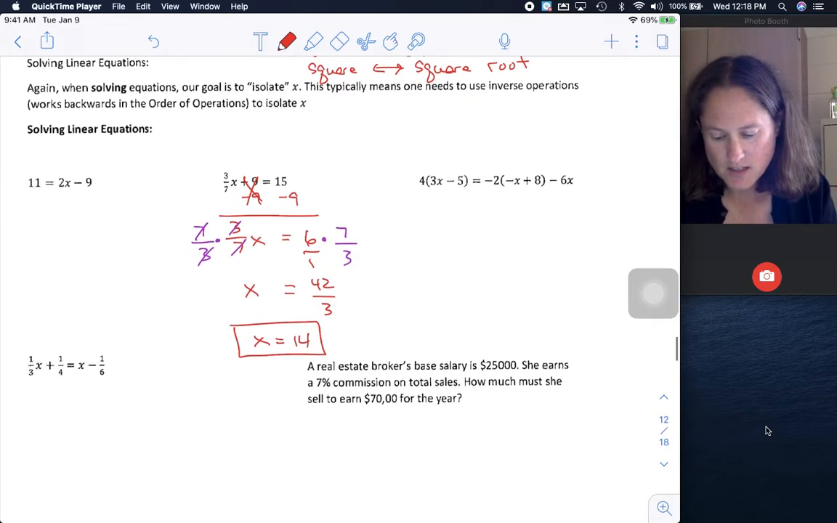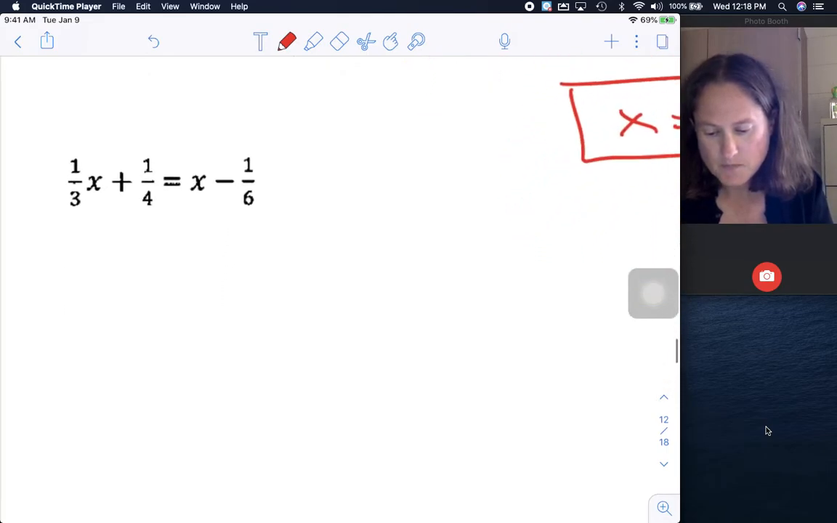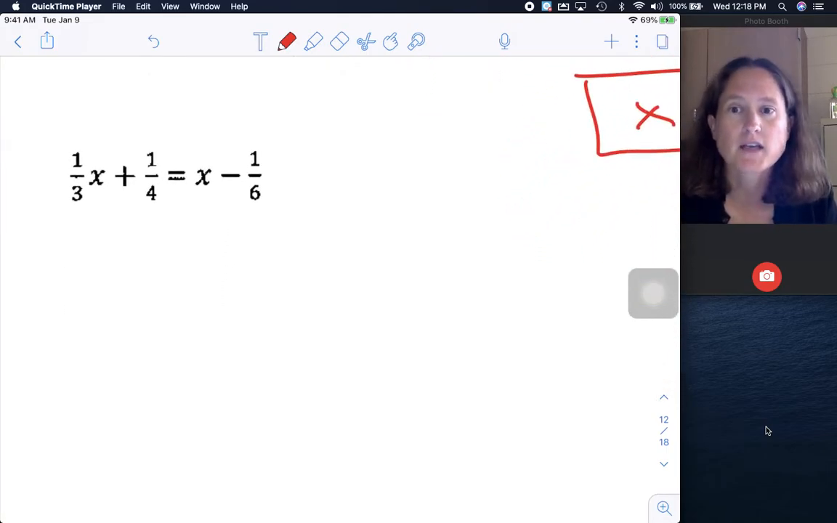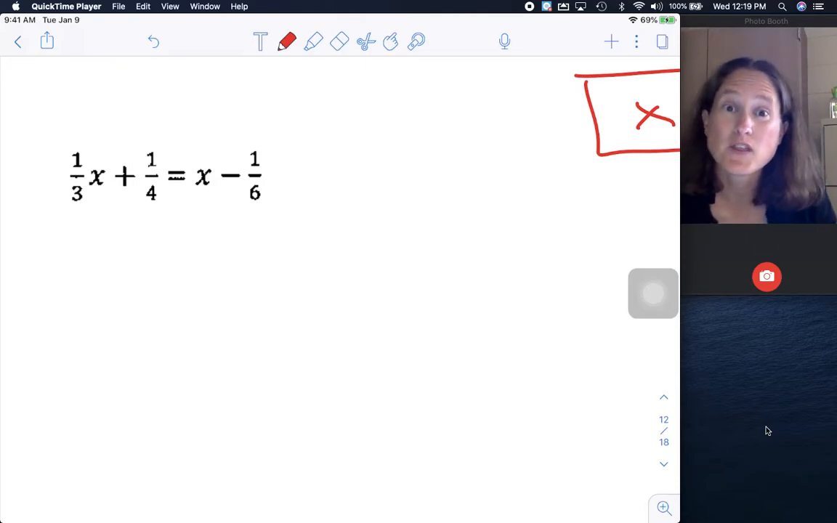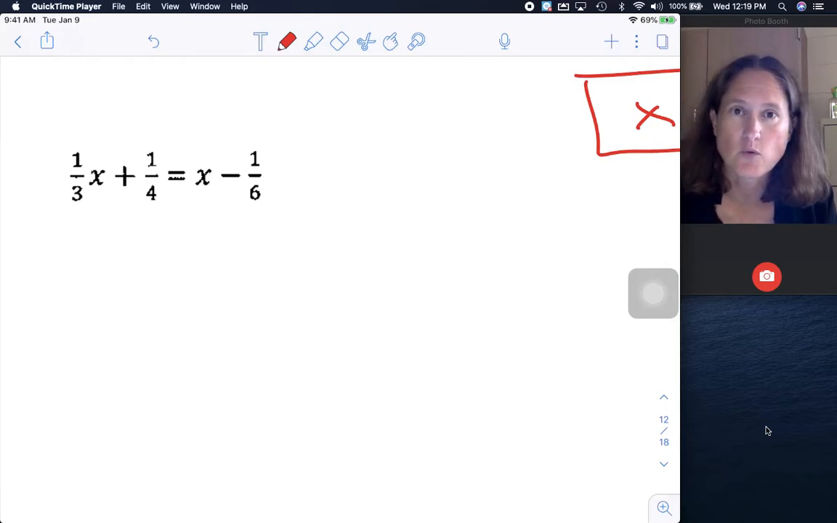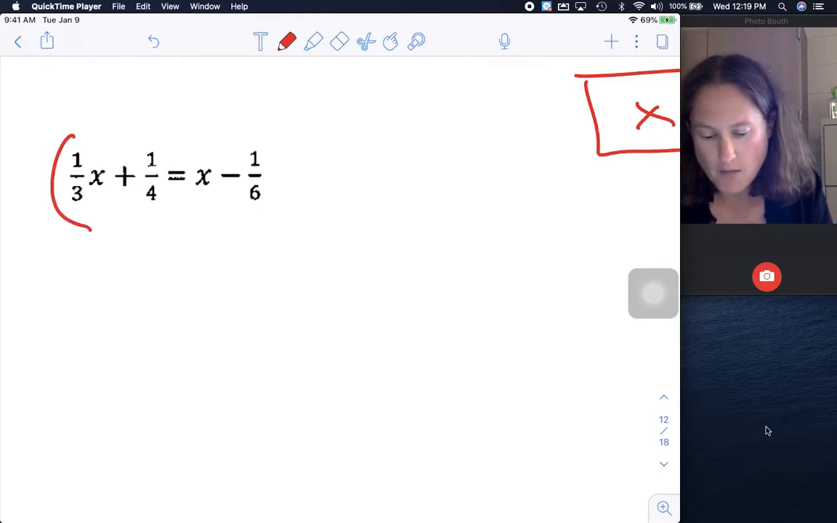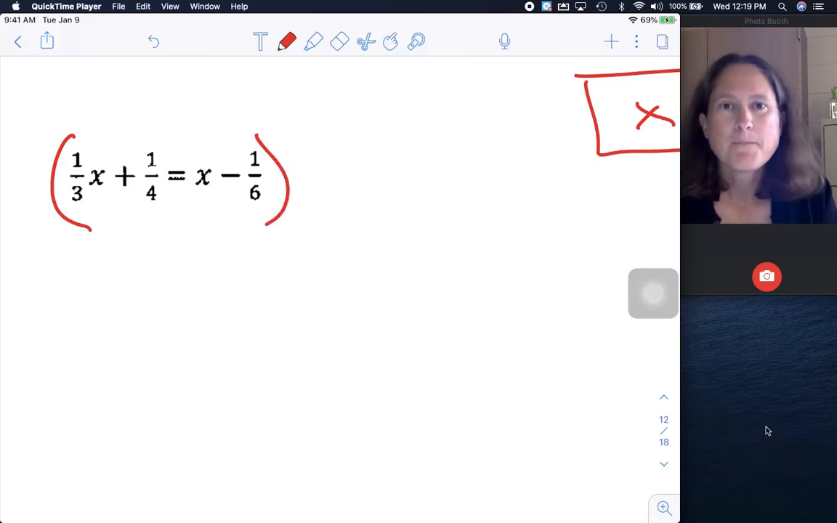If we take a look at the next example that I'm going to do, which is 1/3 x plus 1/4 equals x minus 1/6, I'm going to do this one because there are so many fractions. Let's just get rid of them right away. So I'm going to treat it the exact same way Mrs. Punzel did in 1.1.4. I'm going to go ahead and multiply everything by the common denominator, basically, but a multiple that can be divided evenly by all 3 of those numbers.